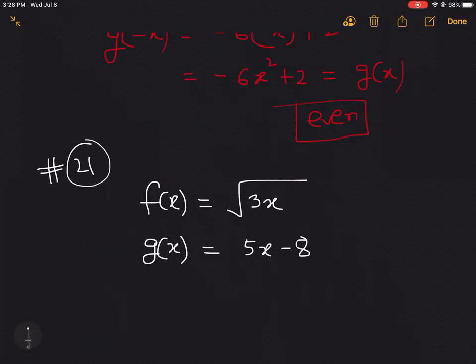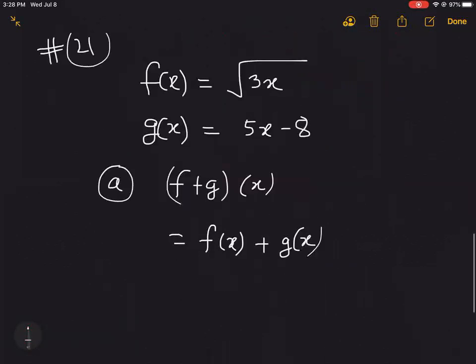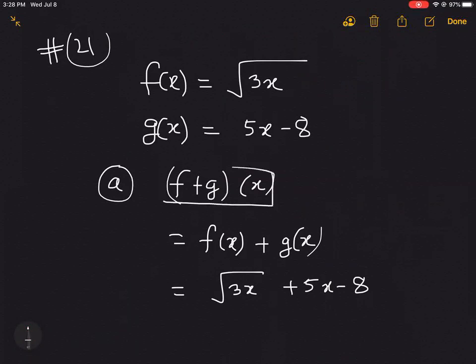Okay, so first of all, you need to find this, f plus g of x. The property for this is you can actually add those separately. Okay, this is actually the same thing. So if we do that, it will be square root of 3x plus 5x minus 8. Okay, so that's f plus g of x. And now you need to find the domain as well. Now, what should be the domain of this?